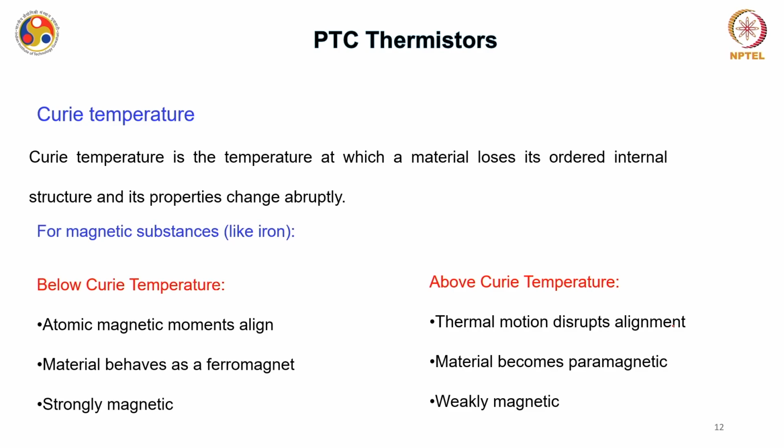Okay. So, for magnetic materials like iron, below the Curie temperature, the atomic magnetic moments are aligned. Okay. And material behaves as a ferromagnet below the Curie temperature, means that they possess a strongly magnetic characteristic, while above Curie temperature the thermal motion disrupts this alignment and the material becomes paramagnetic in nature, means that it is now weakly magnetic, which earlier it was strongly magnetic below the Curie temperature.